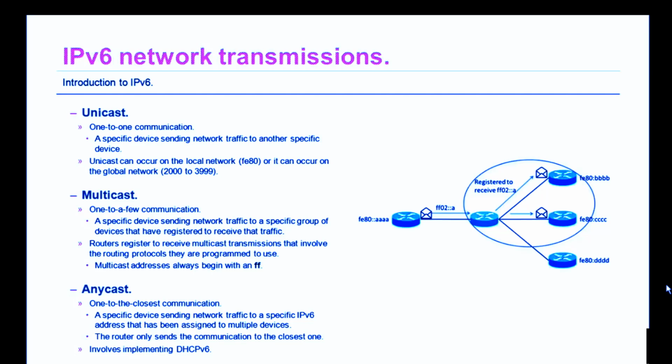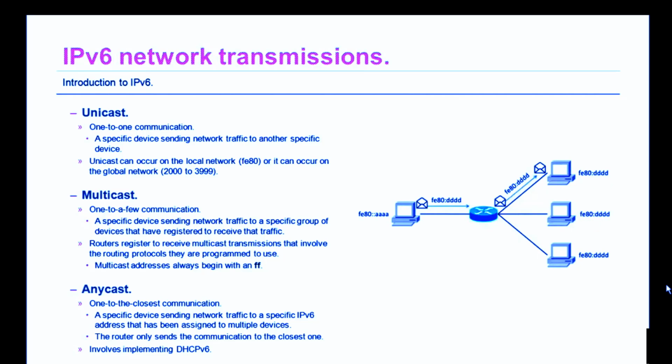With multicast, a specific device is sending network traffic to a specific group of devices that have registered to receive that traffic. Routers register to receive multicast transmissions that involve the routing protocols that they are programmed to use. With IPv6, multicast addresses always begin with an FF. Both IPv6 and IPv4 use both unicast and multicast transmissions.